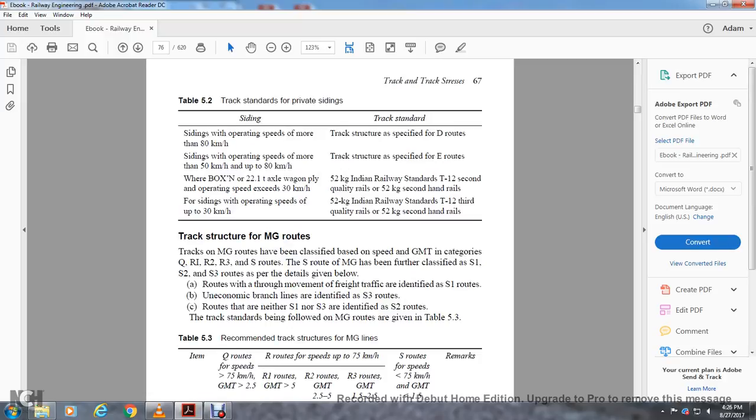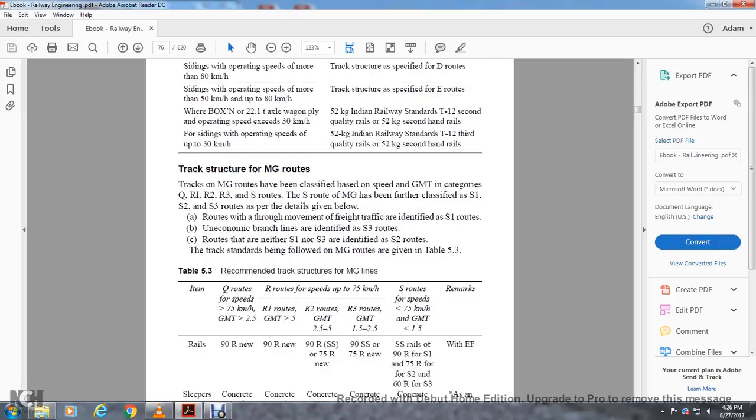Track structure, meter gauge. The track structure for meter gauge has been classified and specified in gross million tons in categories Q, R, R2, R3, and S routes. The S routes of the meter gauge are further classified into S1, S2, and S3 as per details given below. Routes with through movement of freight traffic are identified as S1 routes. The uneconomical branch lines are identified as S3 routes. Routes that are neither S1 nor S3 are identified as S2 routes, and the track standards are not followed there. The meter gauge routes are given in Table 3.